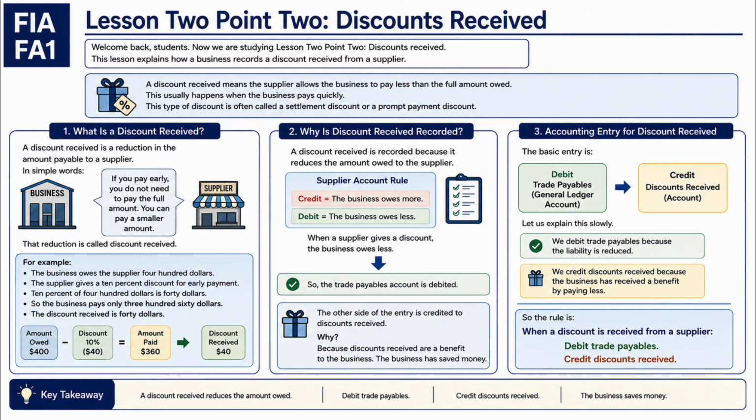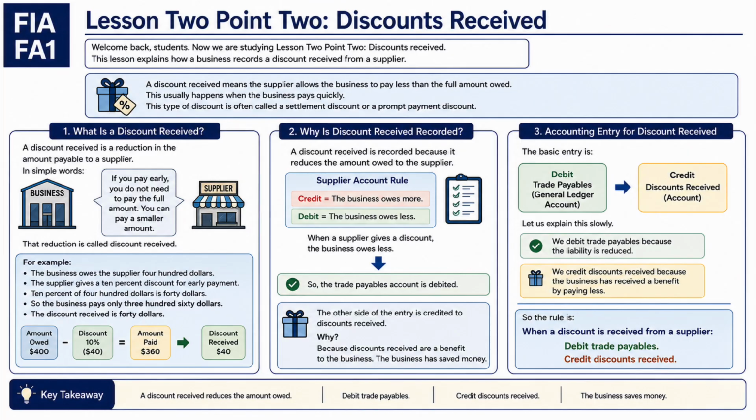Now we are studying Lesson 2.2, Discounts Received. This lesson explains how a business records a discount received from a supplier. A discount received means the supplier allows the business to pay less than the full amount owed. This usually happens when the business pays quickly.